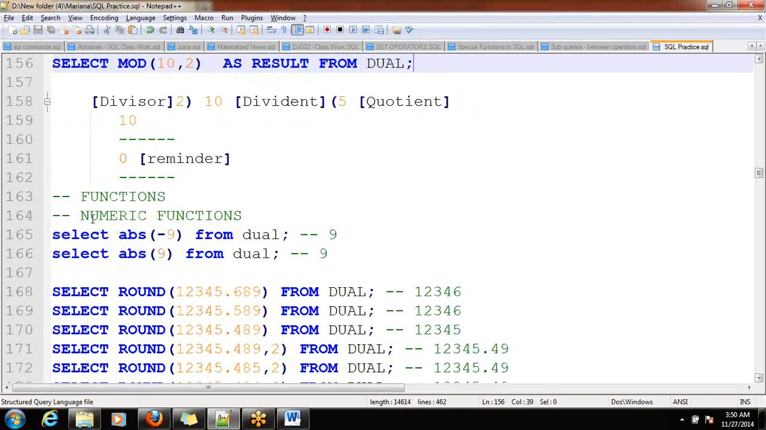Now, there are functions specific to numeric, character, string, and date. We will be looking at all of these one by one. So now we'll look into numeric functions, the functions which can be applied on numerical values.